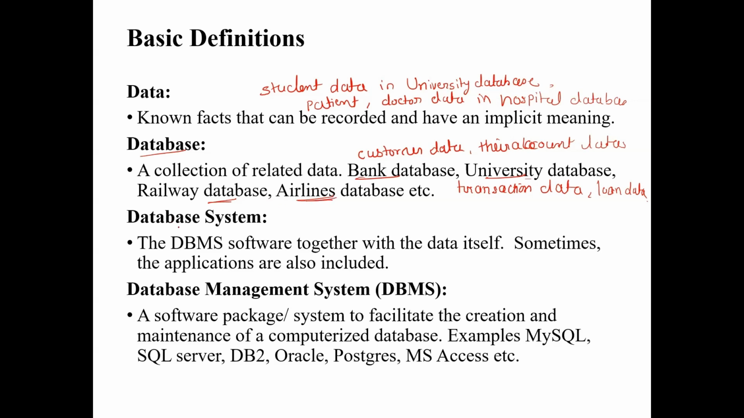Now, the next term we are going to study is the database system. So what is the database system? The database, along with the DBMS, creates the database system, which is accessed through various application programs. So a database system is nothing but the combination of DBMS along with the data and along with the application programs.